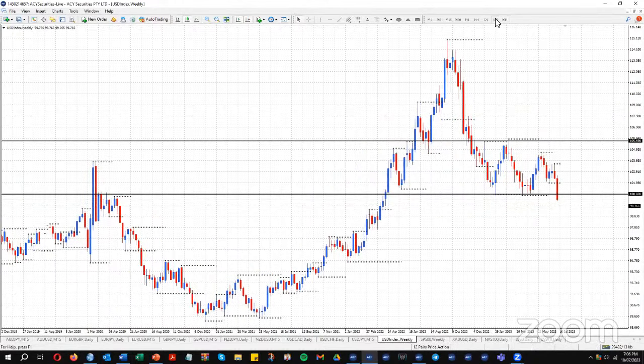The weekly trend is quite clear down here. So the trading bias is quite clearly versus the US dollar, it's negative, okay?